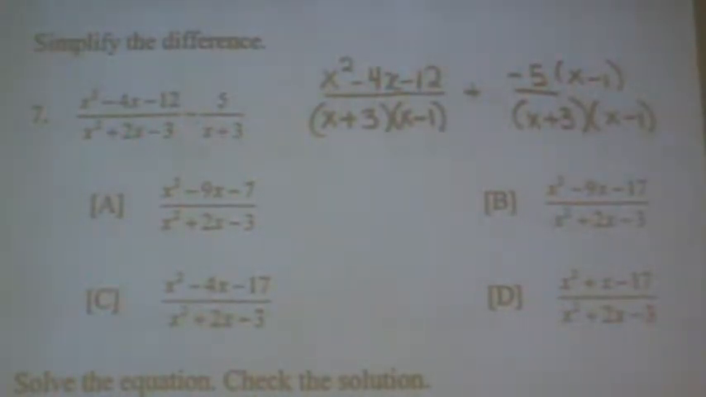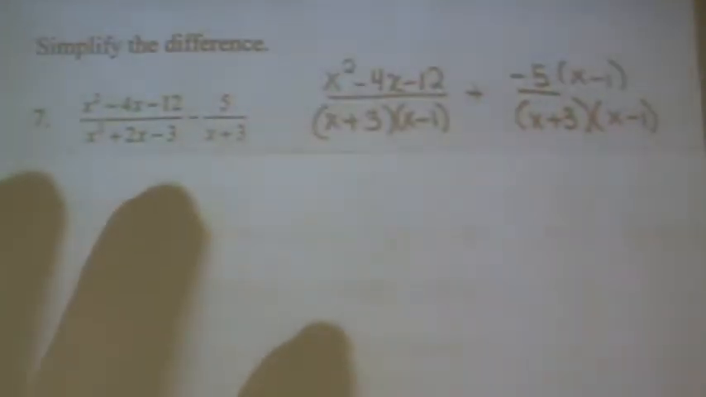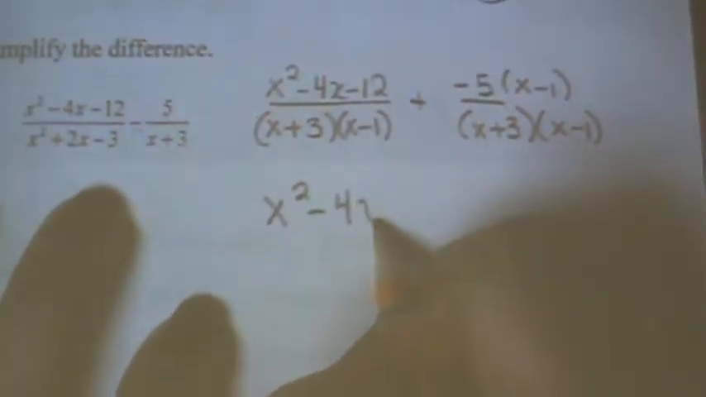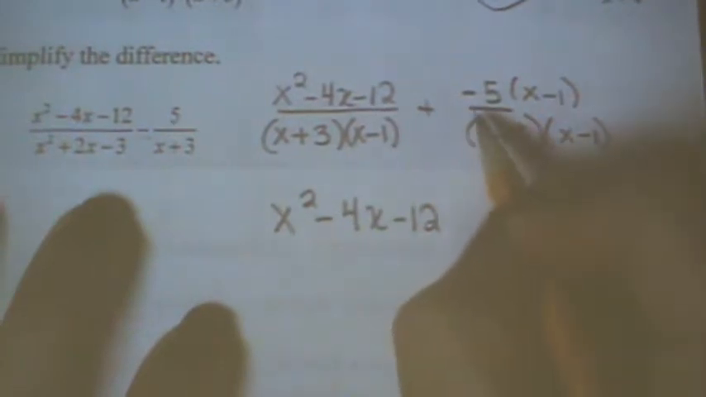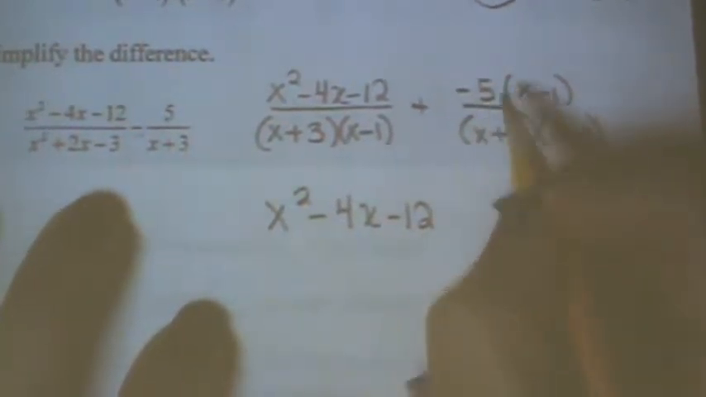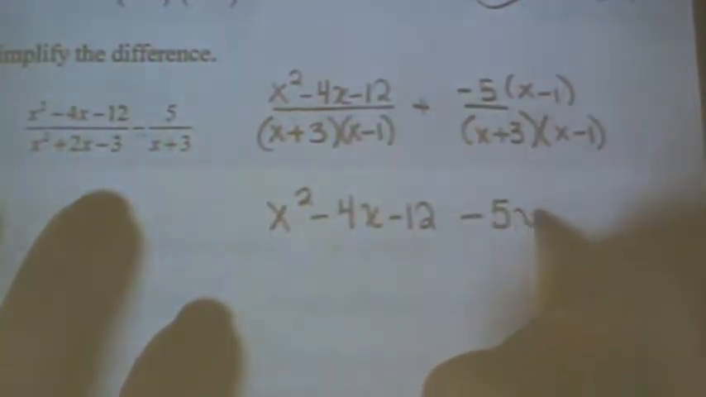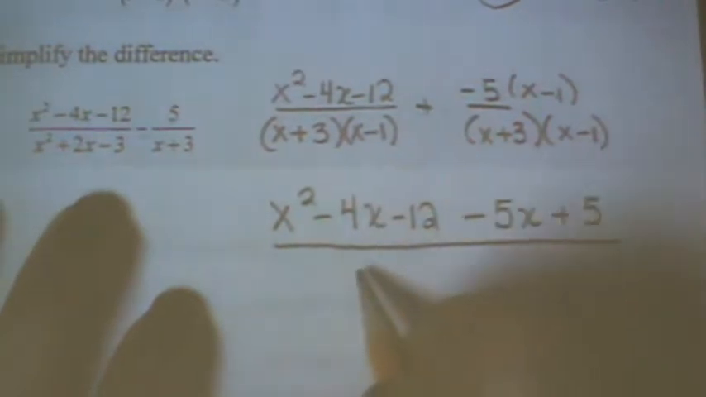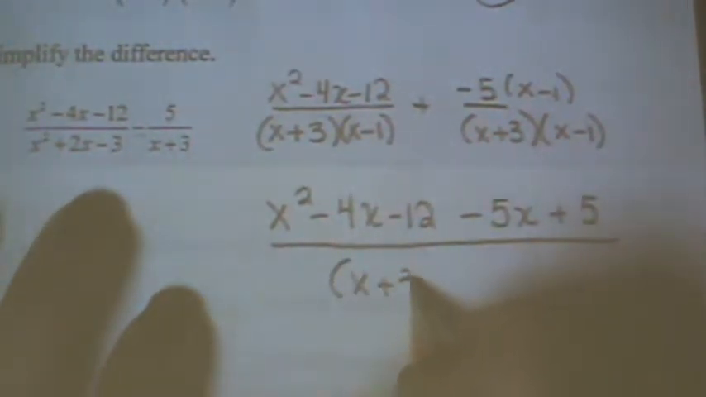So, next, what I'm going to do, I'm going to distribute this. So I have x squared minus 4x minus 12. And I'm going to distribute negative 5x and then plus 5. All over, put it all over this denominator.